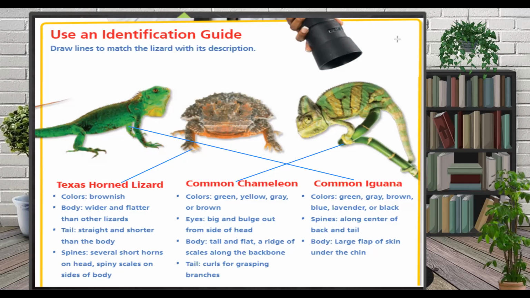Now, by looking at the pictures and reading these identification guides, you learned about kinds of lizards. You know what a common chameleon is, what a common iguana is, and you know the Texas horned lizard. Now, if you saw a Texas horned lizard, would you recognize it? Look how flat it looks and brown. Would you recognize it if you were outside and you saw it? But we didn't make any experiment about that. But now we learned about different kinds of lizards by using the identification guide.